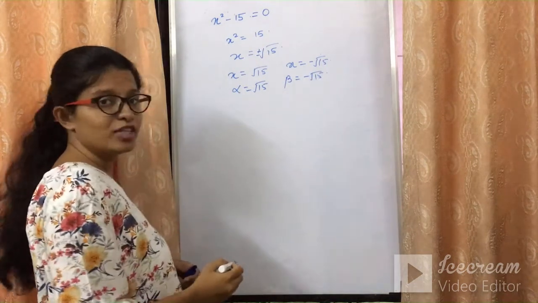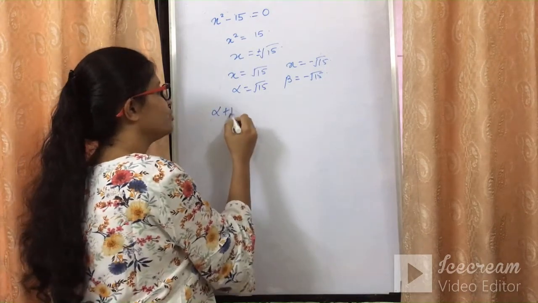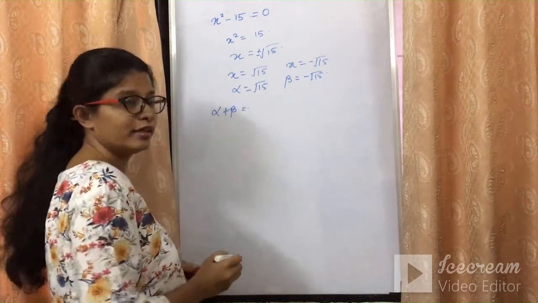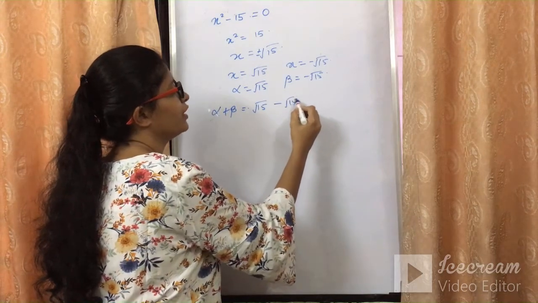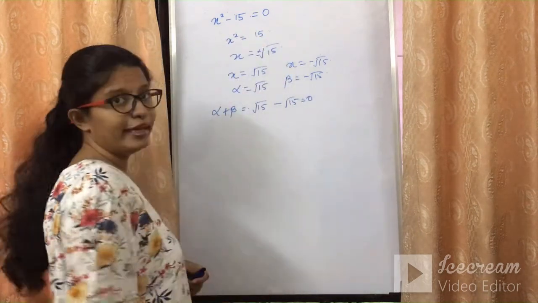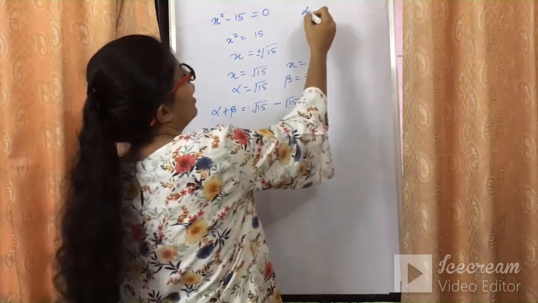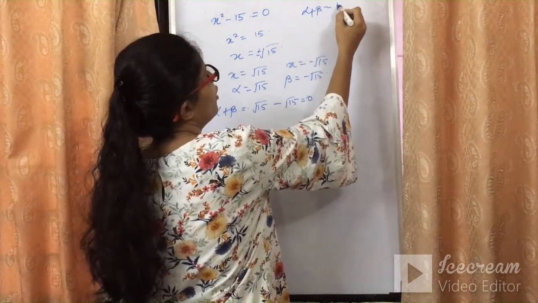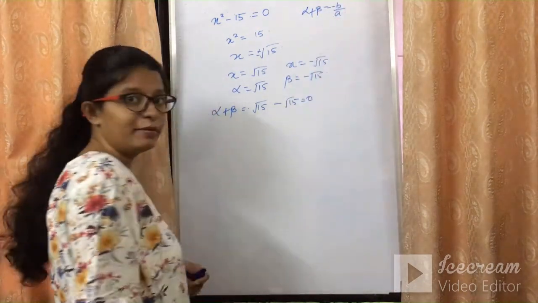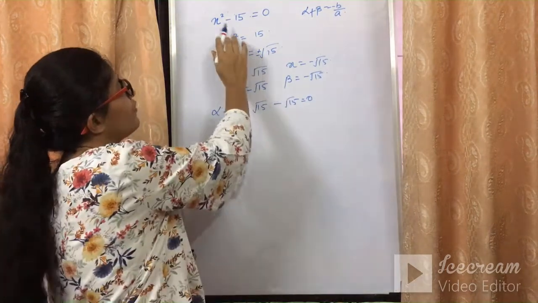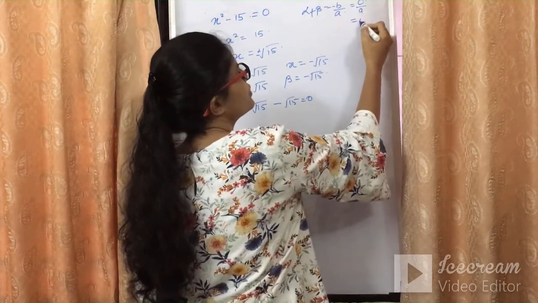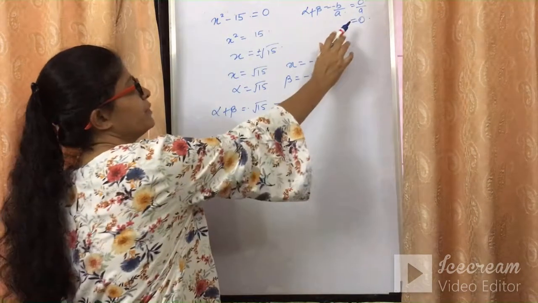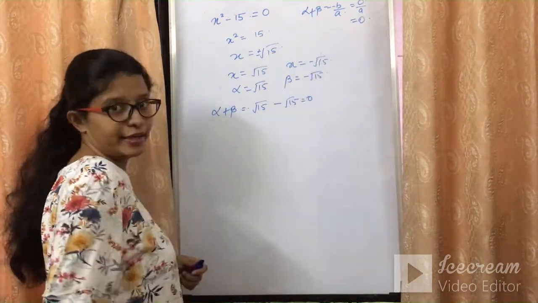So I have alpha plus beta, the sum of the zeros of the polynomial. So root 15 minus root 15 will come out to be 0. अगर डायरेक्टली इक्वेशन में से निकालती तो क्या आता, अल्फा प्लस बीटा इज माइनस बी अपॉन ए एंड बी इज नथिंग बट द कोएफिशिएंट ऑफ एक्स. Do we have x over here? No, x is 0. So 0 upon something will be 0. That's what we are getting from here.